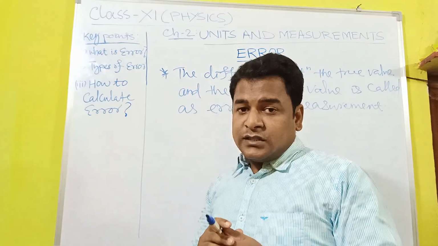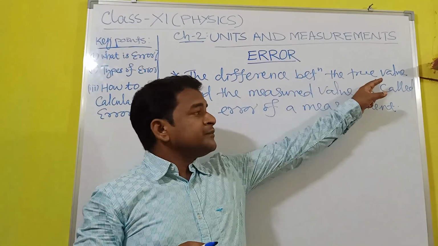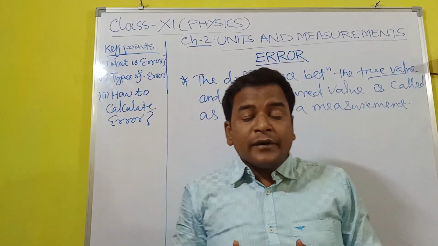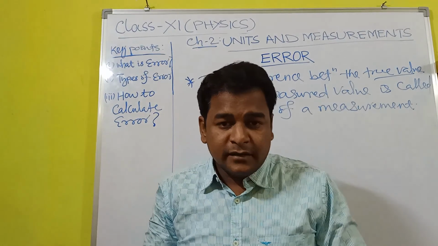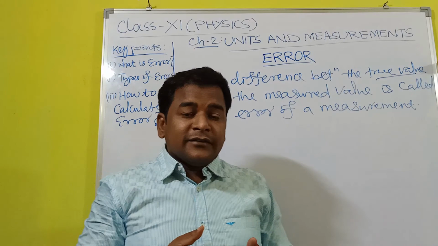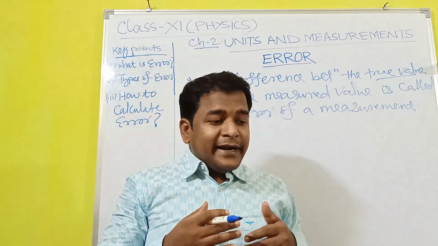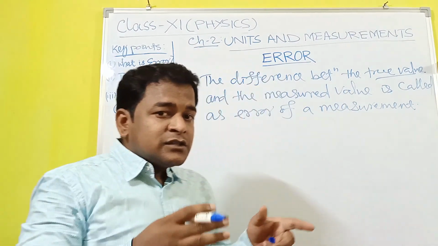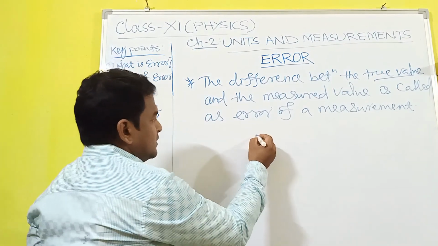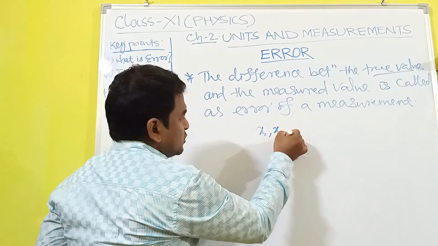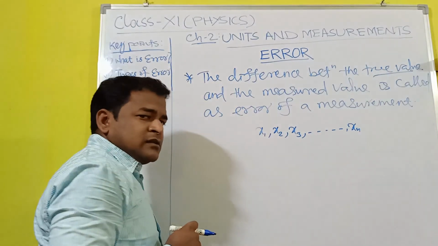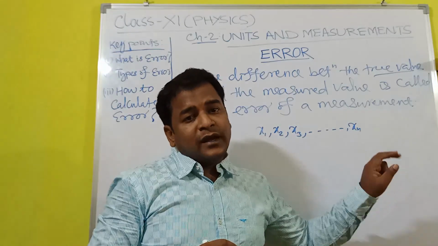Now the question is, what is the true value? How can we determine the true value of a measurement? Suppose we have taken 10 observations for the refractive index of a glass slab. We are getting different values. Suppose n number of observations we have taken, that means x1, x2, x3, up to xn.